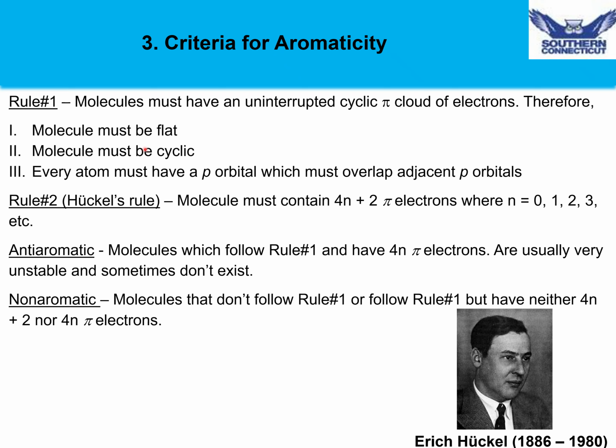Anti-aromatic compounds will typically follow Rule 1, but do not follow Huckel's rule. So they instead have 4n pi electrons. For example, a compound that has 4 or 8 pi electrons and also follows Rule 1 would be anti-aromatic. Non-aromatic compounds will either not follow Rule 1, or if they do follow Rule 1, they're not going to follow Rule 2 or the anti-aromatic version of that rule.